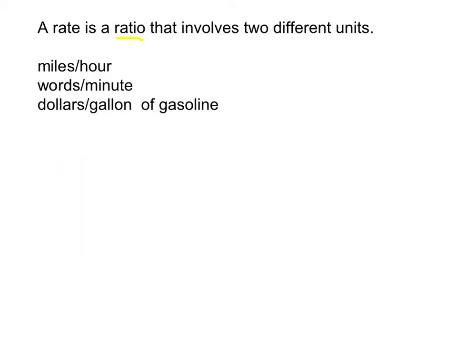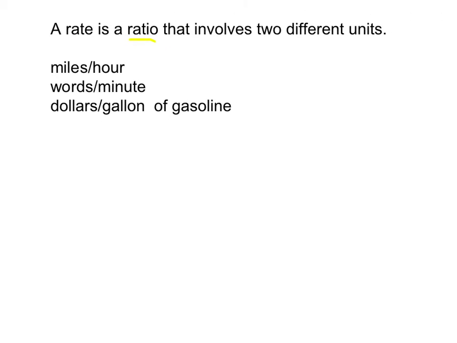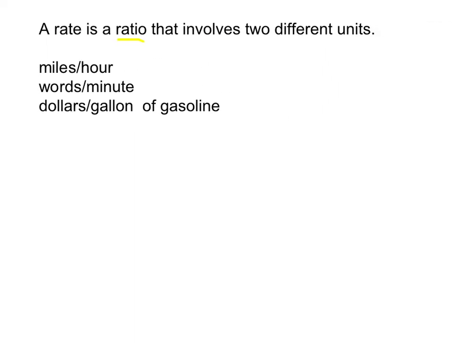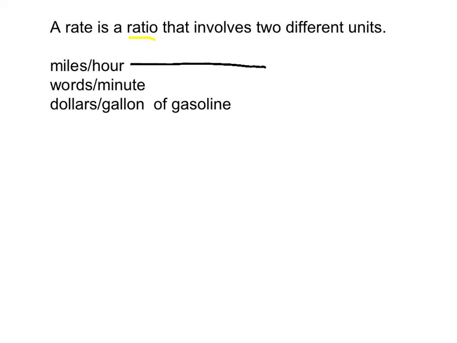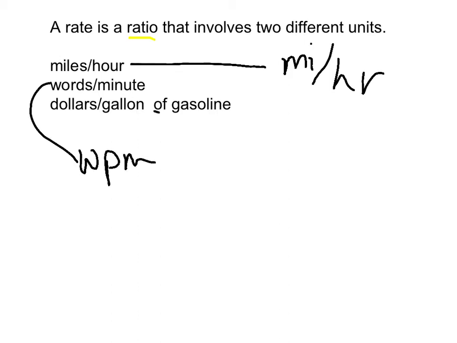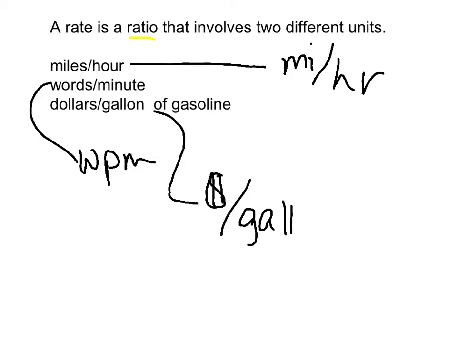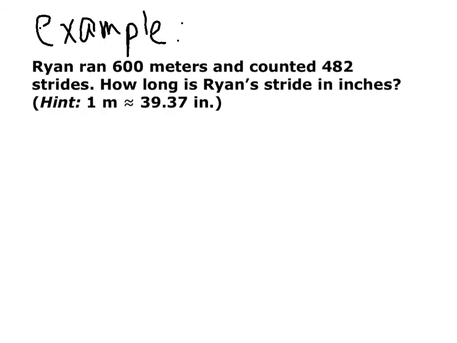All right, a rate is a ratio that involves two different units. Miles per hour, words per minute, or dollars per gallon. That's what a rate is. We always have word problems involving rates. So here's our first one.